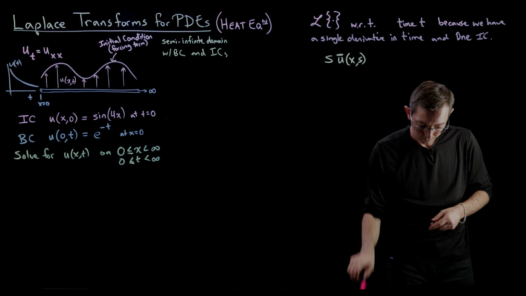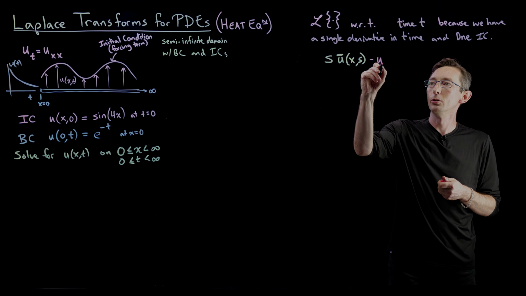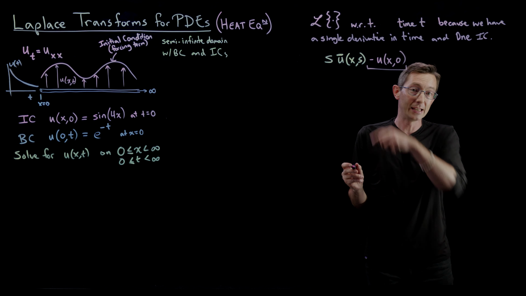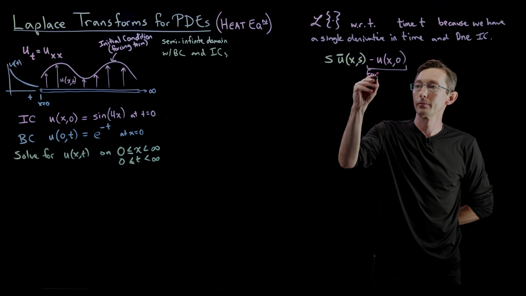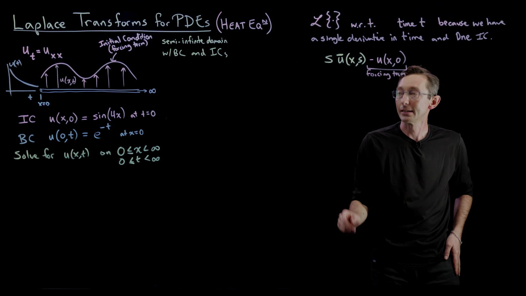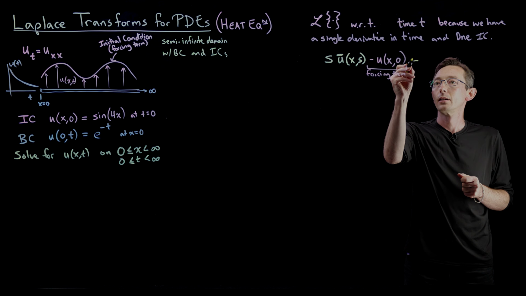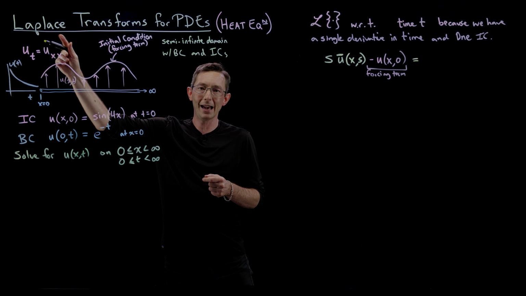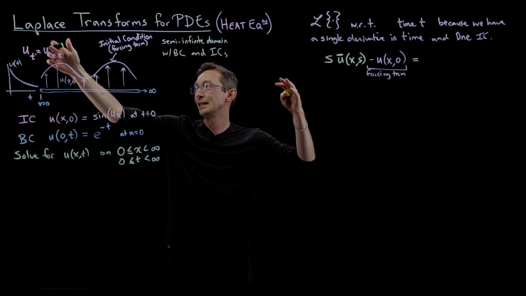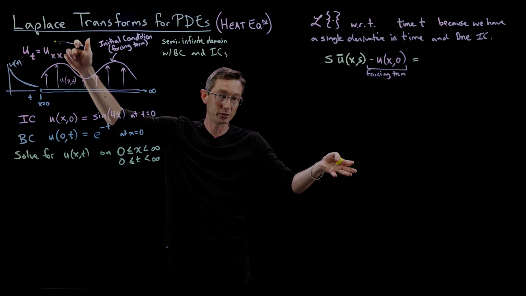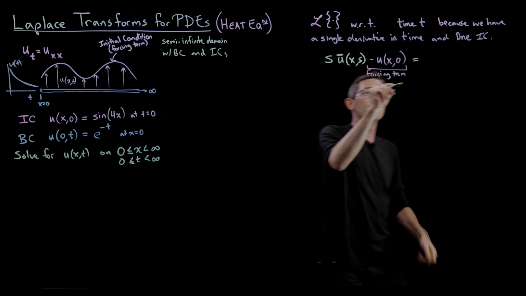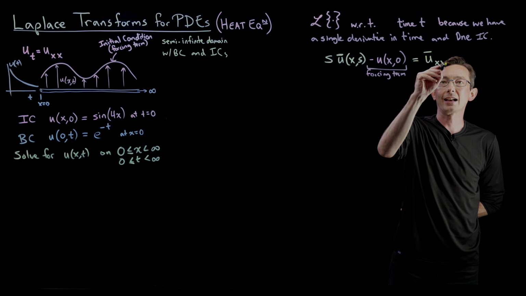minus u of x comma 0. So this is going to act like a forcing term. This equals the Laplace transform of u_xx. Again, these are derivatives with respect to x, not with respect to time. So it's basically u bar xx, the second partial of u bar, my Laplace transform of u, with respect to x.